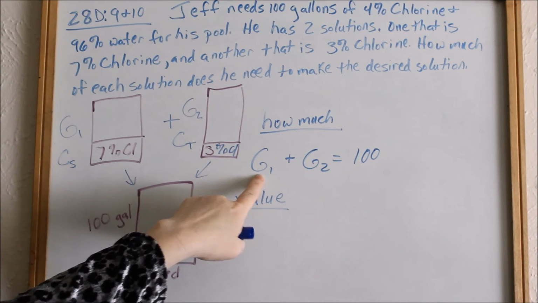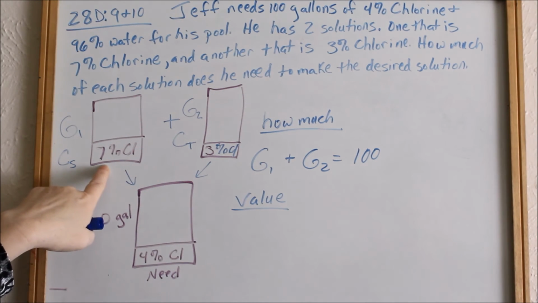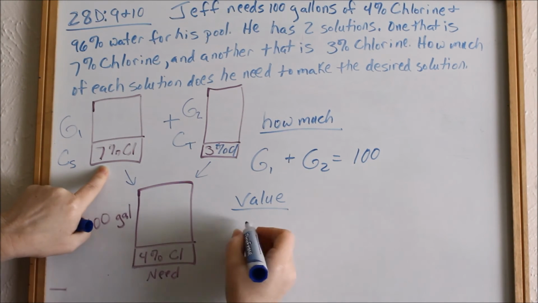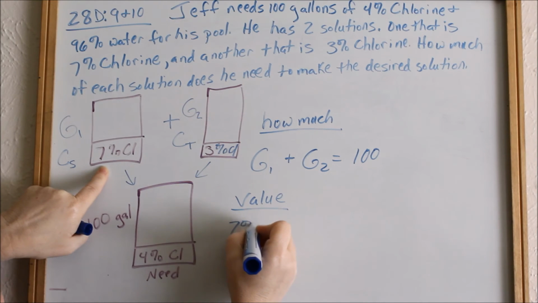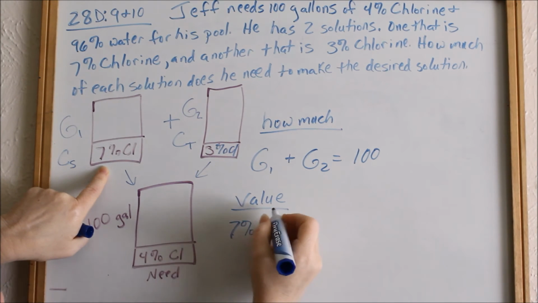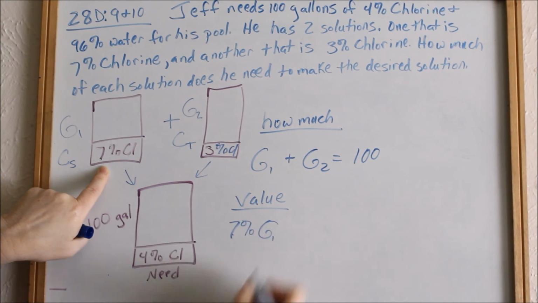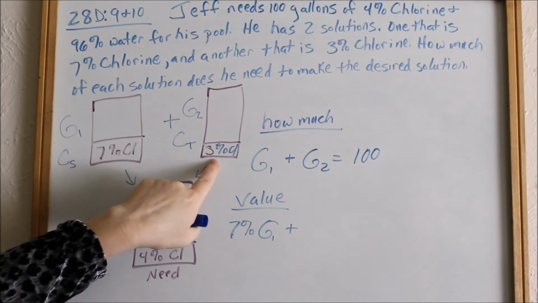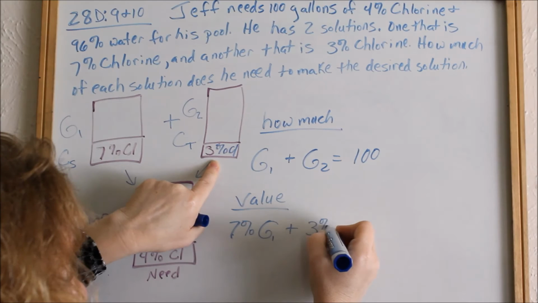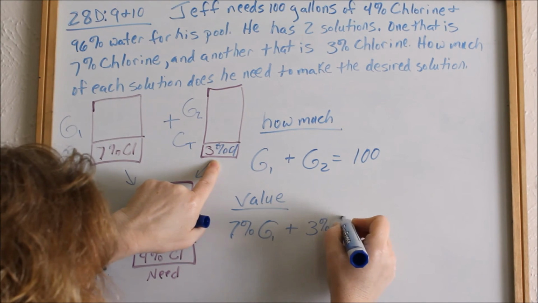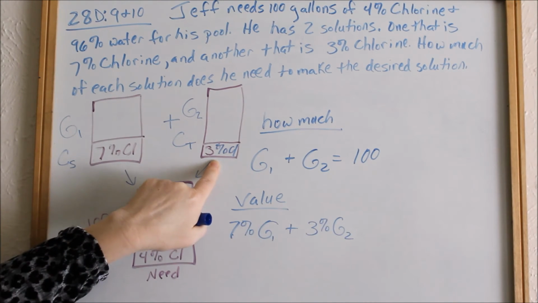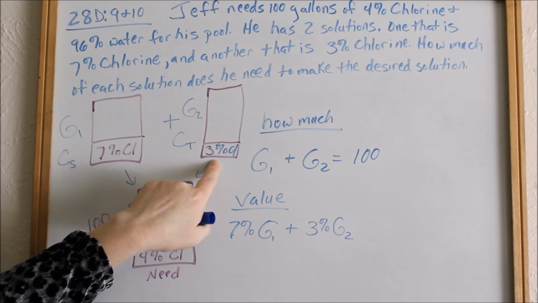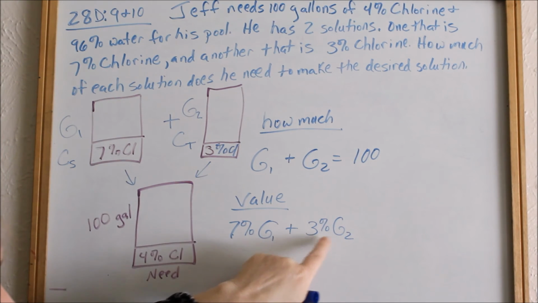So this very first solution I have is 7% chlorine. So for every gallon I have of that, it's 7%. 7% times every gallon I have of that. And then for my second one, it's going to be 3%. I'm going to multiply it, 3% chlorine for every gallon I have. Every gallon I have of that is 3% chlorine. So it's 3% of that.